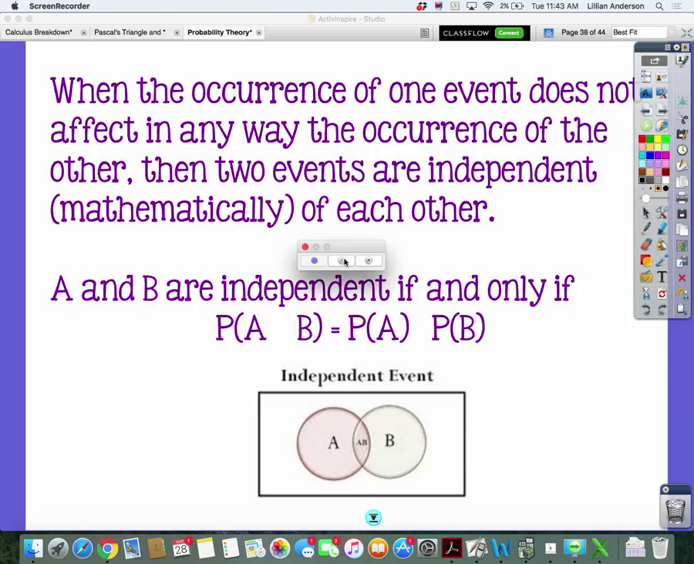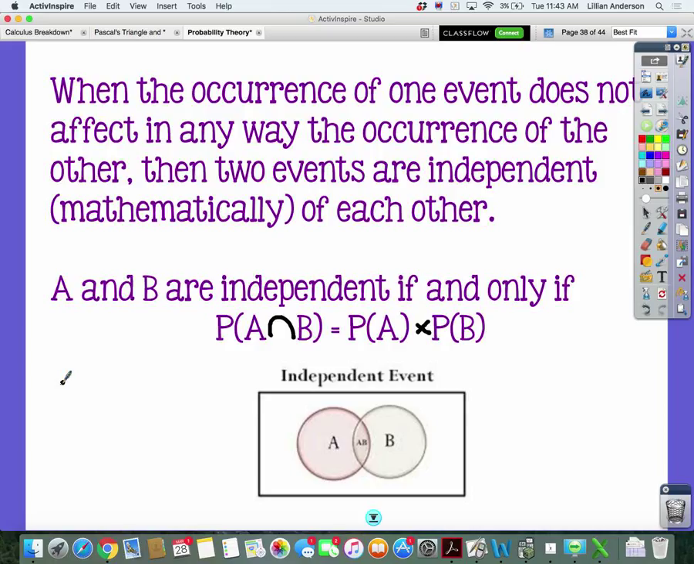Alright, now, when the occurrence of one event does not affect in any way the occurrence of another event, then the two events are known as independent of each other, mathematically independent of each other. So if the occurrence of one event has no effect on the other, then they are known as independent events. Okay? And A and B are independent if and only if the probability of their intersection is equal to the probability of A times the probability of B.